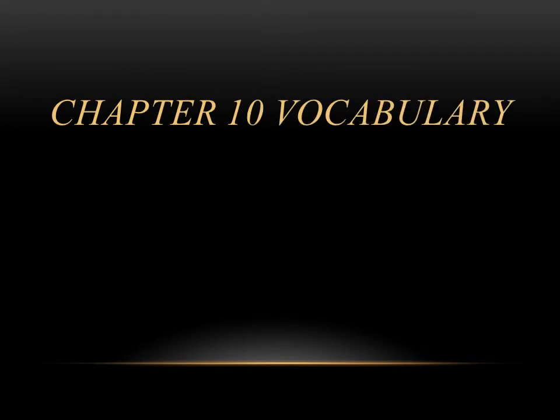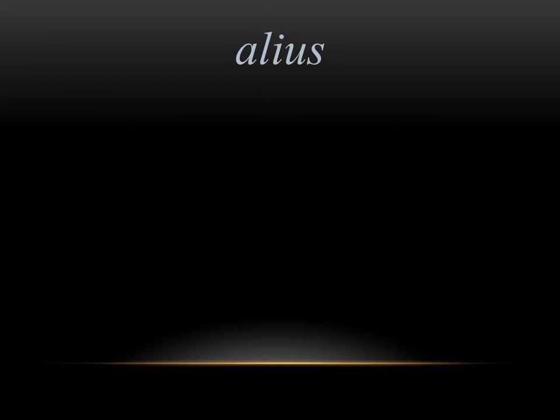To start, we're going to be looking at Chapter 10's vocabulary, and specifically, we're going to be looking at the derivatives that relate to our daily life in English. The first word we want to look at is alias, which means another. And from this word in English, we get the derivatives alias, alibi, and alien.